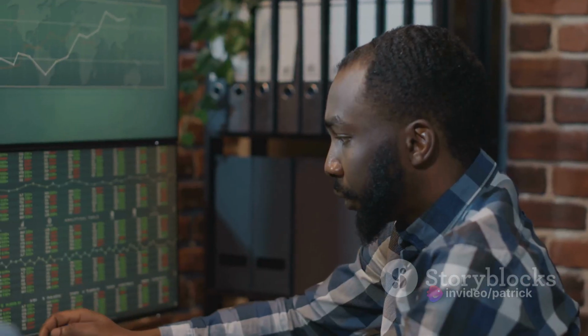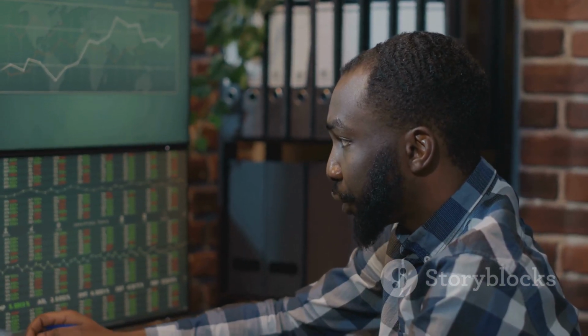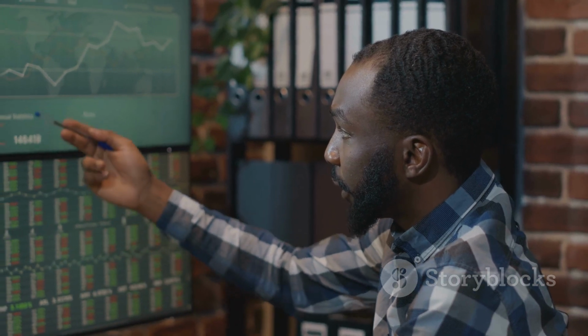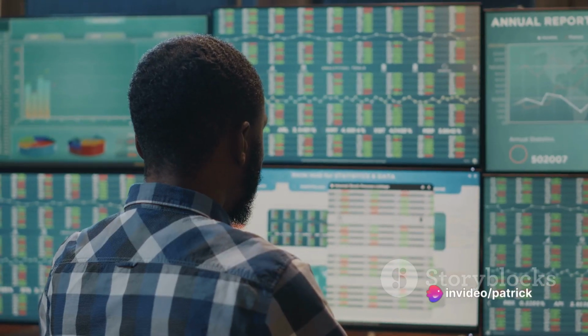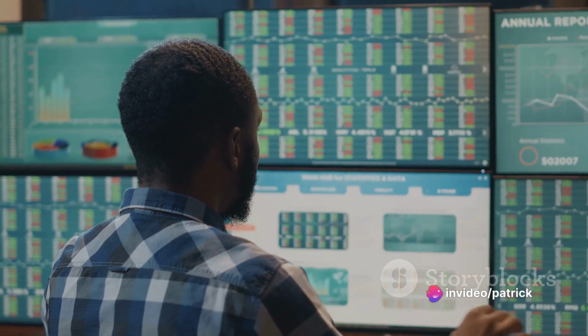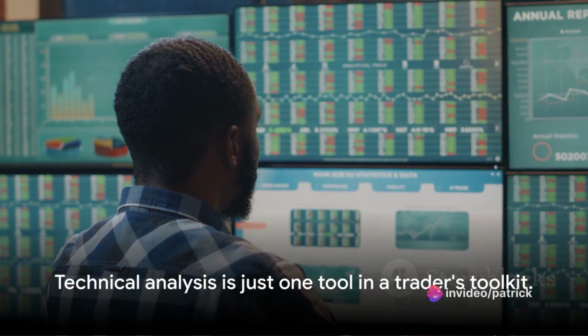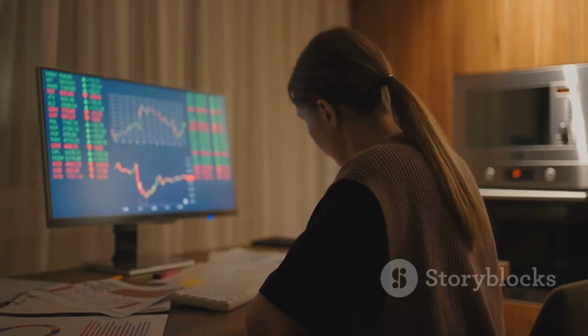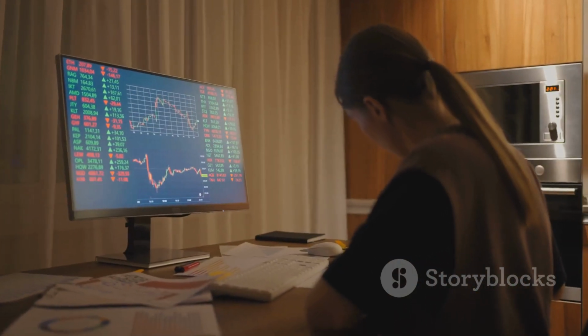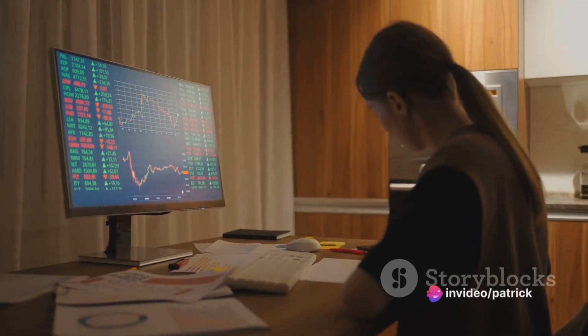Remember, these tools and indicators are not crystal balls. They can't predict the future with 100% accuracy, but they can provide valuable insights into market trends and potential trading opportunities. Technical analysis can be a powerful tool, but it's not the only one at a trader's disposal. After all, Forex trading is a complex game, and it requires a diverse toolkit to play it well.